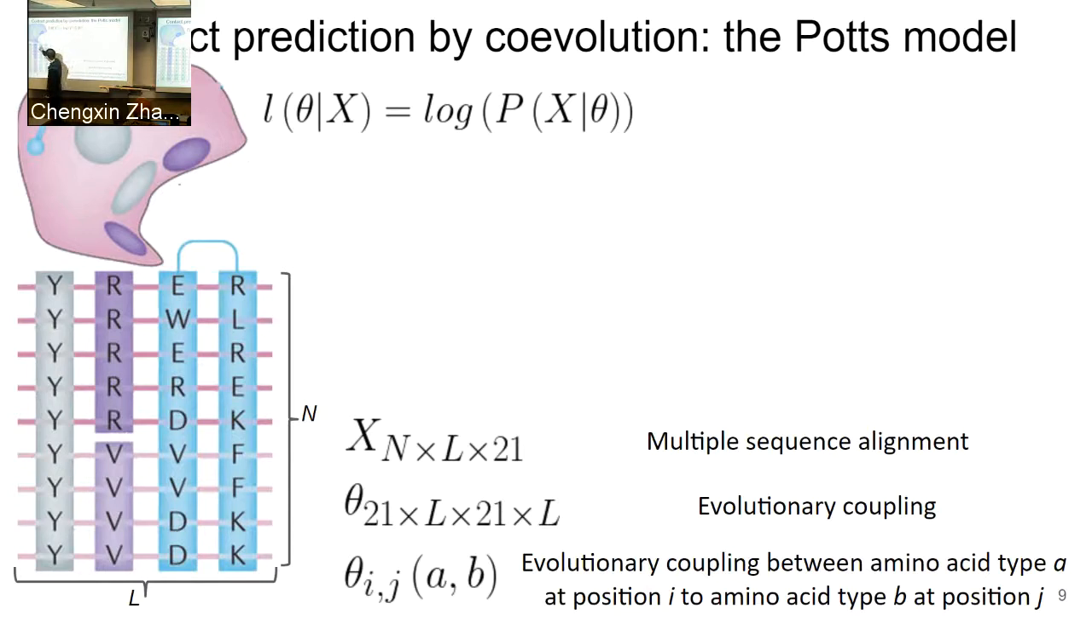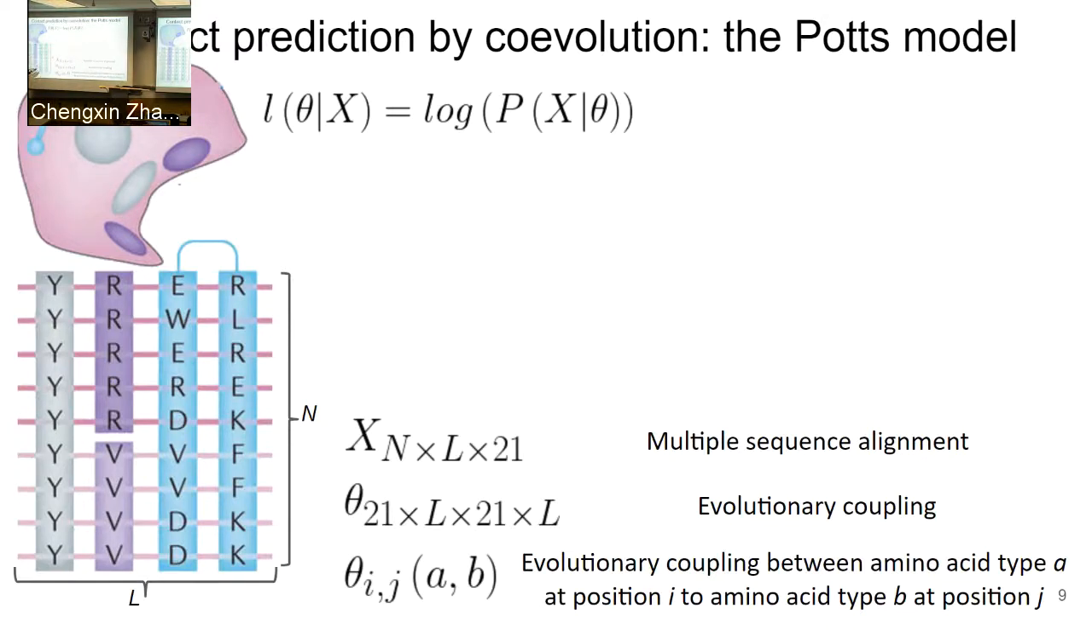Now, if you notice this position, when this position converts from V to D, this position also converts from F to K. Unlike this position, which is completely conserved, it doesn't have any mutation. Or when this position converts from R to V, the mutation does not have any correlation with other positions. But when this position converts from V to D, the other also converts from F to K. That means these two residues are evolutionarily coupled. And we can use this evolutionary coupling information to infer whether these two positions are close together in the tertiary structure.